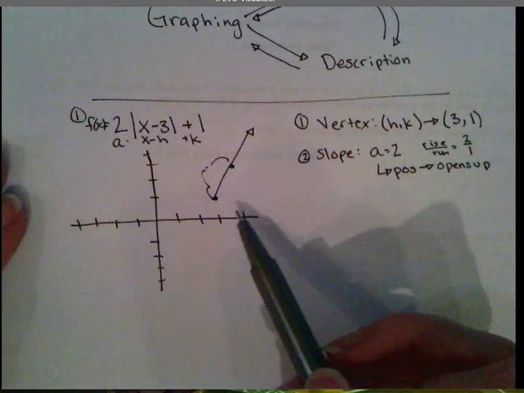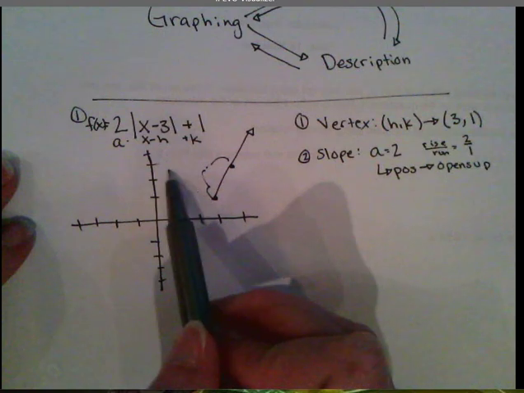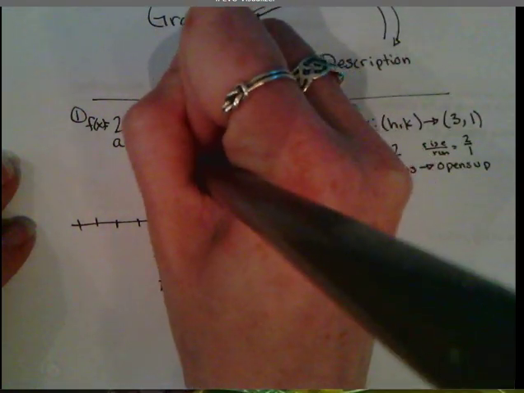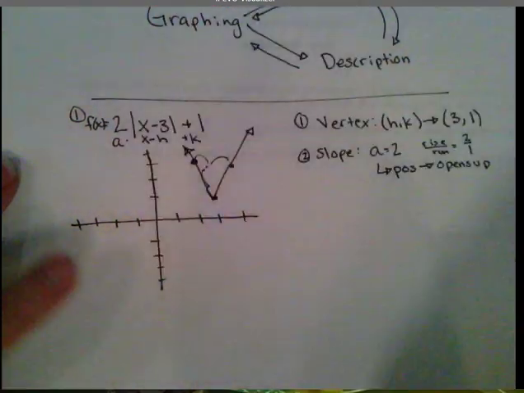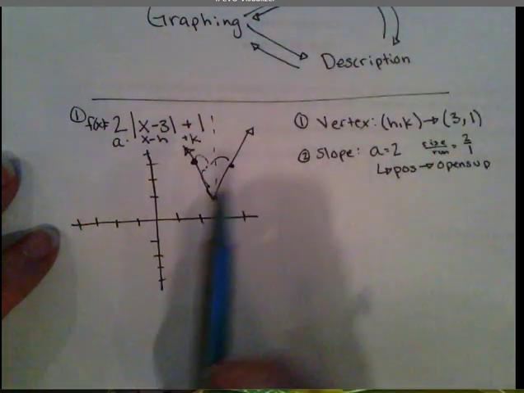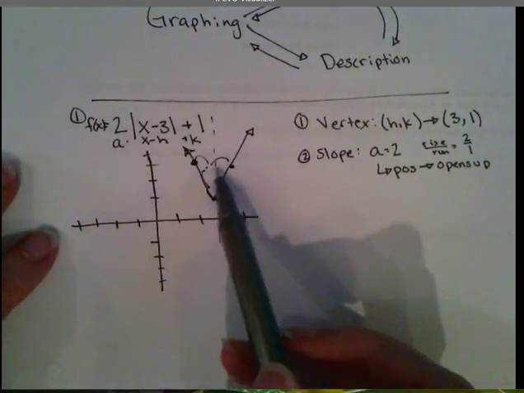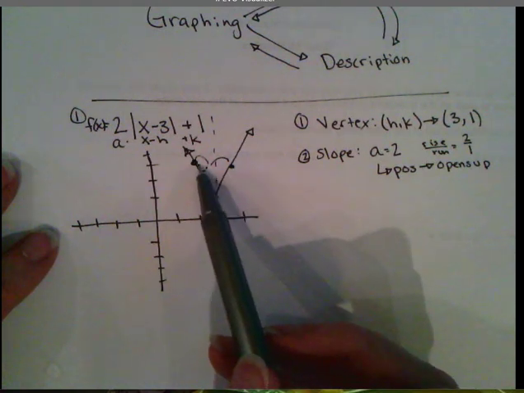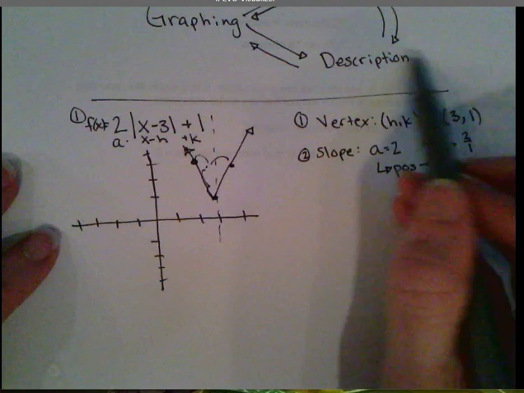Now, for the other side of my graph, it's the same thing. I'm going up 2 and then to the left 1. So up 2, left 1 instead. This will get me the other side of my graph. Another way to think about that is these are symmetrical graphs. So if I found this side over here, it's just going to reflect and be on the other side. Okay. Now, last thing would be that description part.